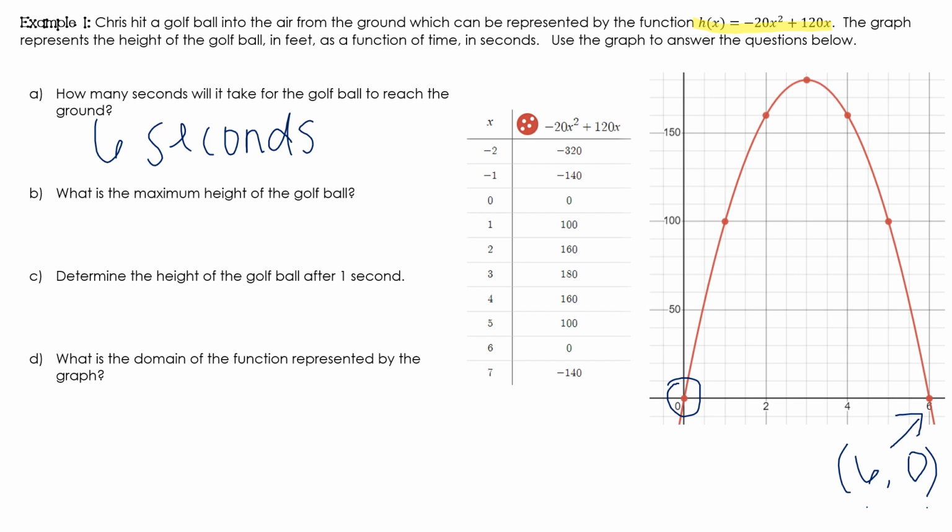What is the maximum height of the golf ball? So this would be the max height here.